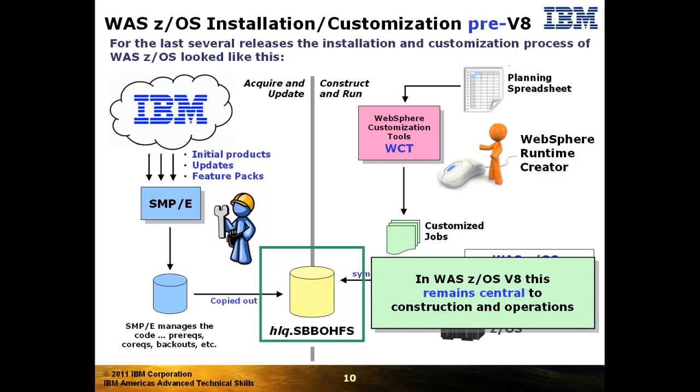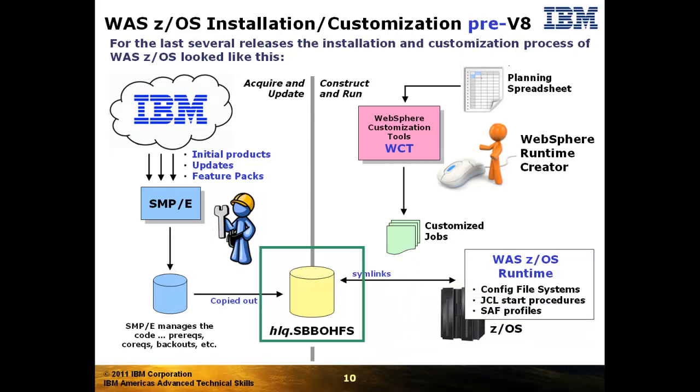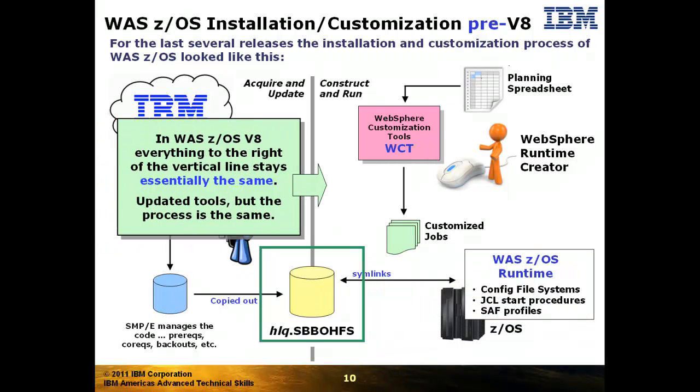Here's one of our key messages. In WASZOS version 8, the SBBO HFS file system dataset remains central to the construct and run process. New and updated code is inside the SBBO HFS file system dataset, but it's essentially the same basic concept as before. And in WASZOS version 8, everything on the right side of this chart remains essentially the same.